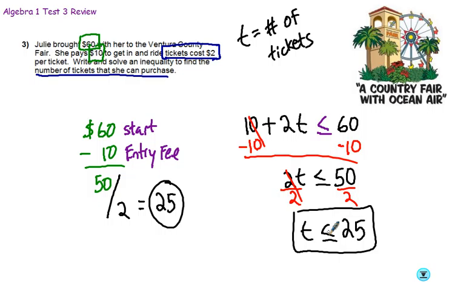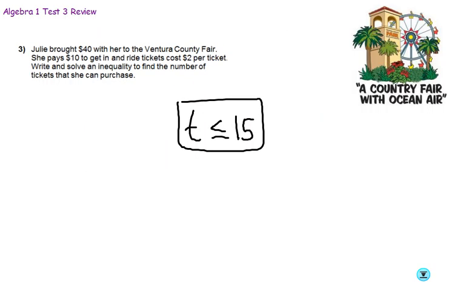All right, so go ahead and pause now and try number 3 on the right there. All right, check your work there. Should have got t less than or equal to 15. All right, so we could buy up to 15 tickets. All right, that finishes up number 3. Let's look at number 4.